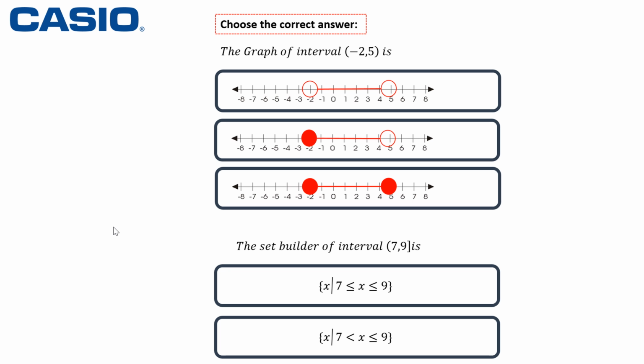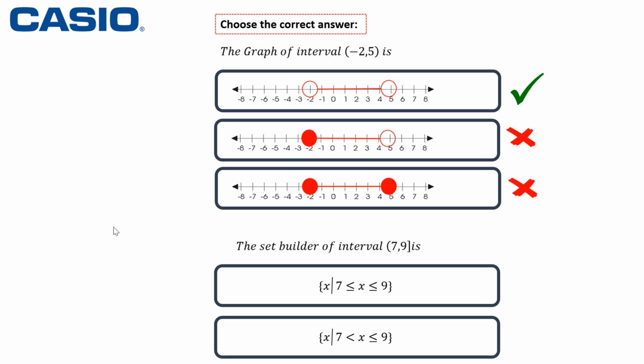Let's have some practice. For the first question, the graph of interval (-2, 5) is. The first thing we ask ourselves: is this an open interval or closed interval? Since we have parentheses on both sides, it is an open interval. It is open from -2 and open from 5, which means that -2 and 5 are not included in our interval. And if they are not included in our interval, we will draw an empty circle on both boundaries, which represents the first number line.